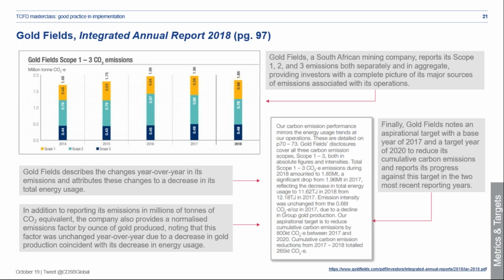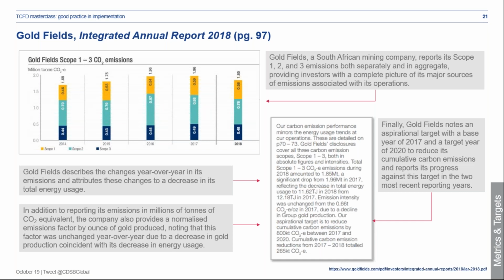The company then goes on to discuss its progress in reducing its emissions year over year, and it specifically explains how it has accomplished this, in this case, through decreasing its energy usage or conversely increasing its energy efficiency. The company also provides a normalized metric reporting the tons of CO2 equivalent per ounce of gold produced, which again, as we saw in the Prudential example, can really enhance the comparability across companies that choose a similar normalization factor. Again, with the importance there of it disclosing the factor by which it's normalized its emissions.